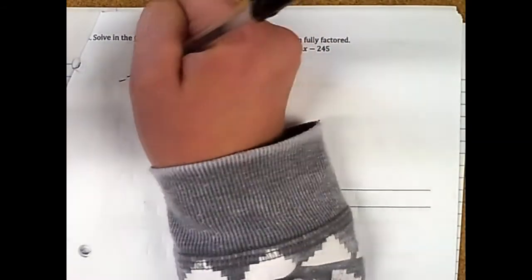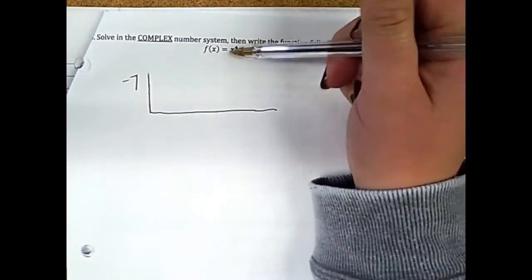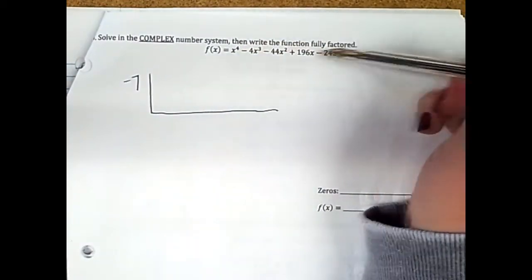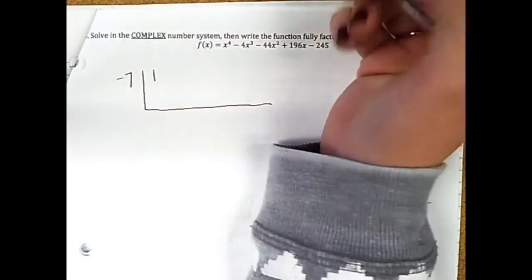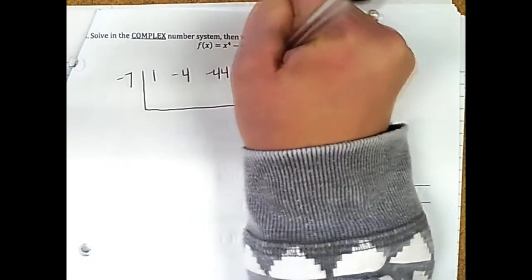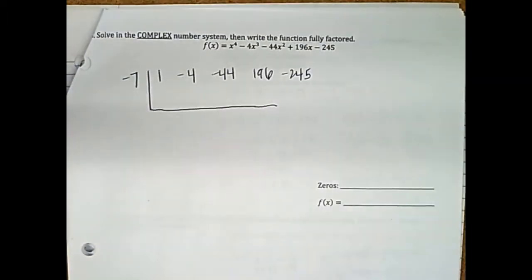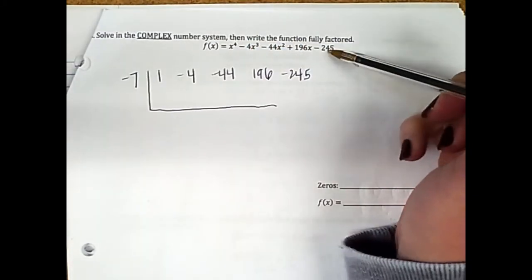So that goes on the outside of the house. And on the inside, we're going to put our coefficients. Again, they go down sequentially, 4, 3, 2, 1, 0, so you don't have to worry about any placeholders. So 1, -4, -44, 196, and -245. Remember, those are just our coefficients in front of the x values.